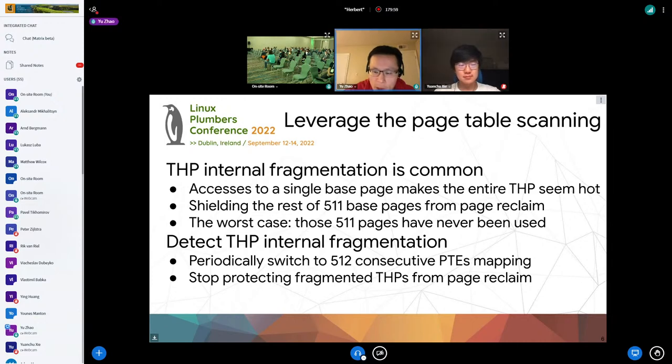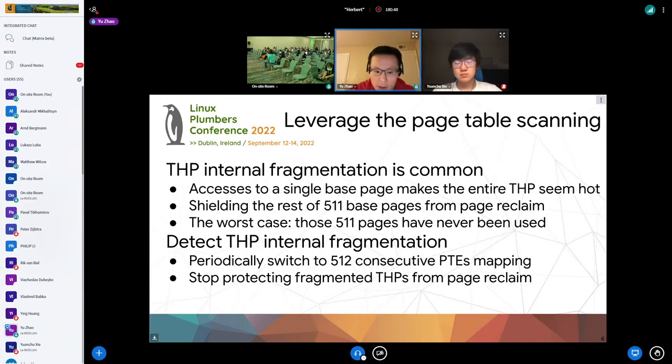Also, we can leverage the page table scanning to detect THP internal fragmentation. THP internal fragmentation is a long-standing problem, and it often causes capacity loss without noticing, because the kernel generally has no knowledge of how well user space utilizes THPs. Also, THP is not suitable for clients like Chrome OS or Android, mainly because of the internal fragmentation.